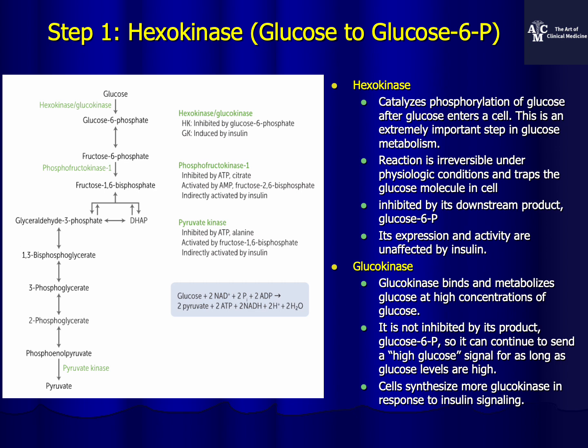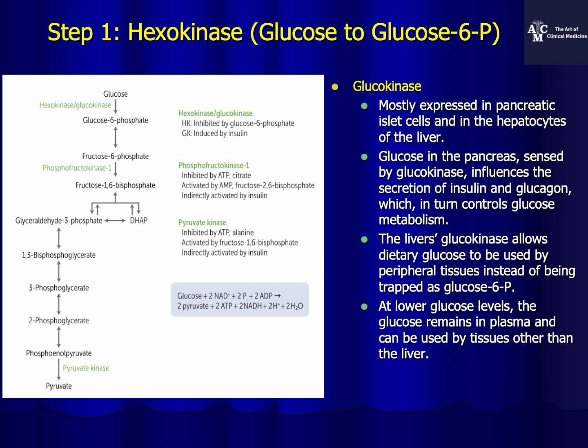It's not really inhibited by the glucose 6-phosphate, so it can continue to break down glucose. And again, insulin is a big regulator of this part here. As we move down, glucokinase is mainly in the pancreas, and the glucose is sensed by the glucokinase, and that's what turns it on and then brings the glucose in and starts the glycolysis process. The advantage of the liver is that dietary glucose can go straight to peripheral tissues instead of being trapped as glucose 6-phosphate.